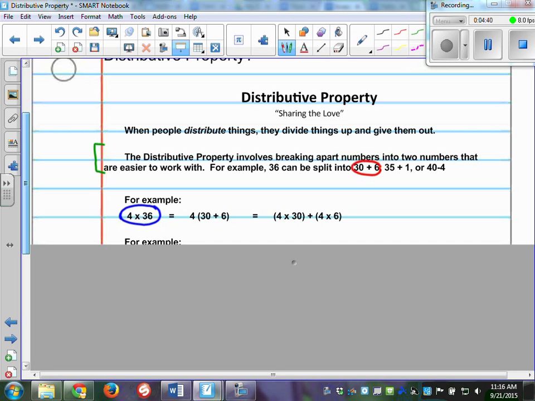When you decide to use the distributive property, you're going to take that first number, and it's kind of like passing it out, sharing the love between other numbers. So this 4 goes with the 30, and then the 4 also matches up with the 6. We call this first way factored form. I would write that in your notes. This is the factored form.